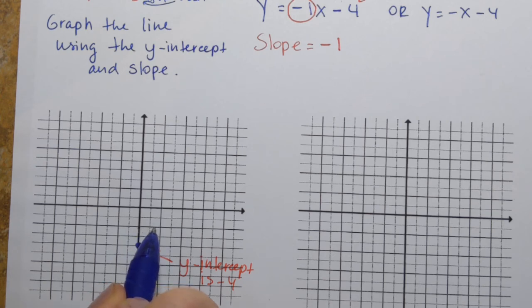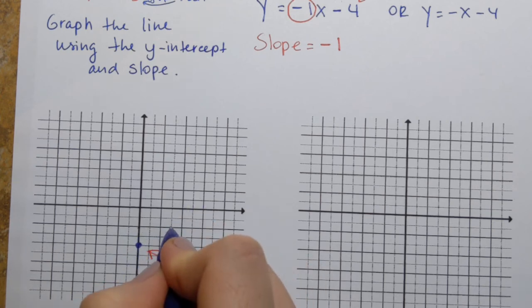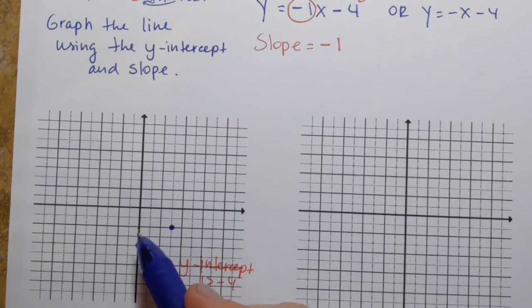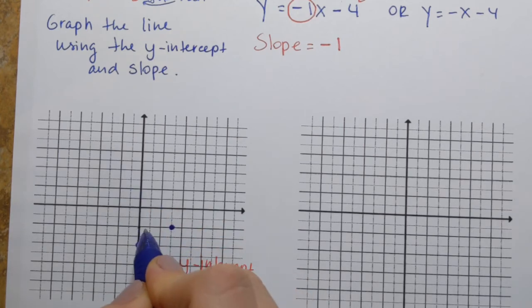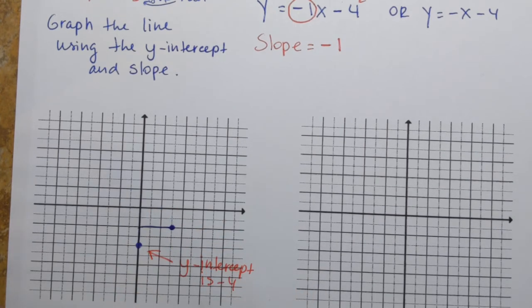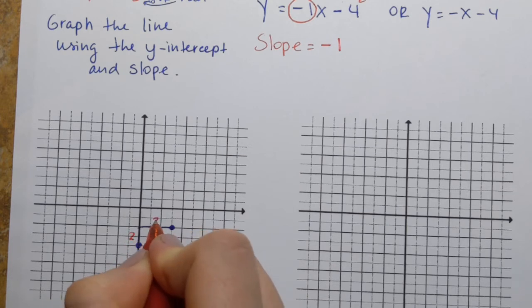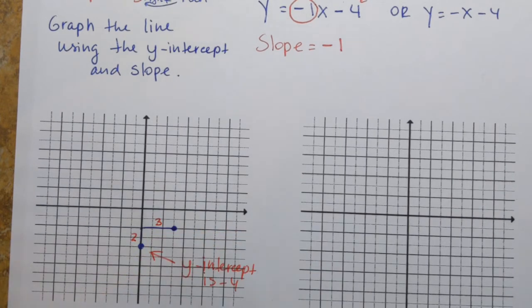So, and then 1, 2, 3 to the right. And that's where I drop the point. Up 2, right 3. I'll make a note of that. 2, 3, according to the slope. Okay, now I have 2 points, and that's enough for me to draw a straight line.